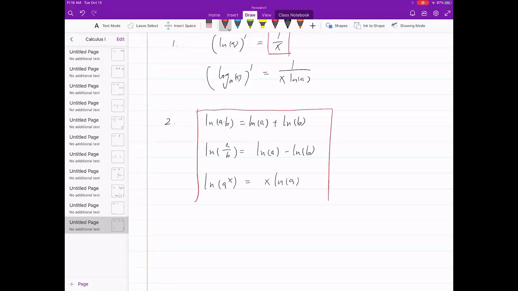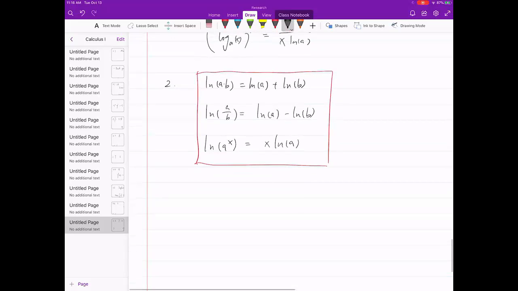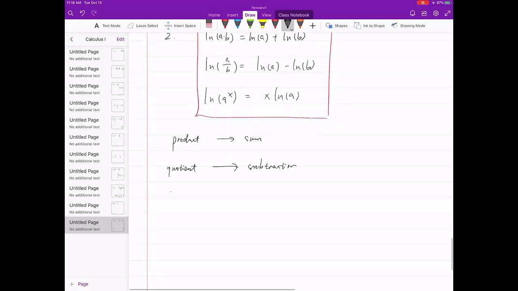Why are these properties nice? Well, because basically they change the product to sum. They change quotient to subtraction. They change the power to product.